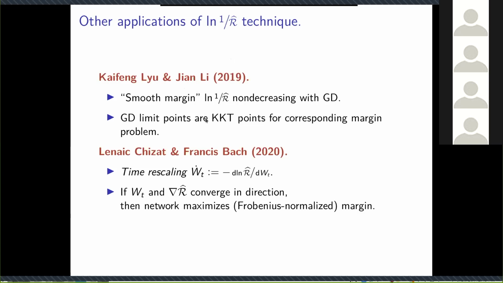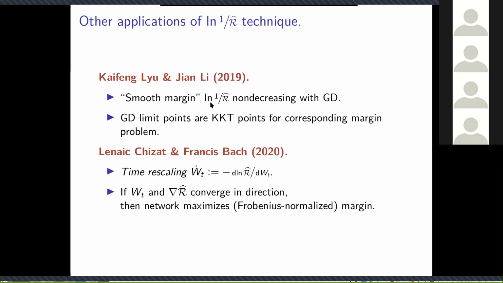I'm highlighting this proof for a number of reasons, but one is that it centrally uses this log 1 over R concept, or this quantity or potential, but it brings up another essential quantity from the study of margins mathematically, which are these KKT points of this margin.